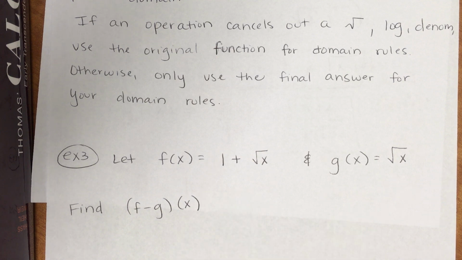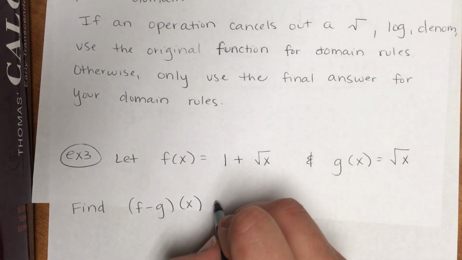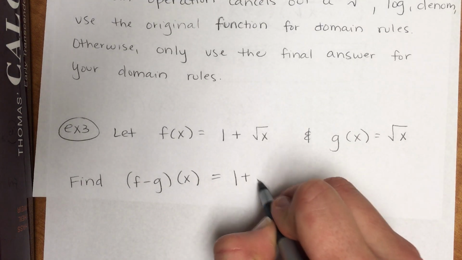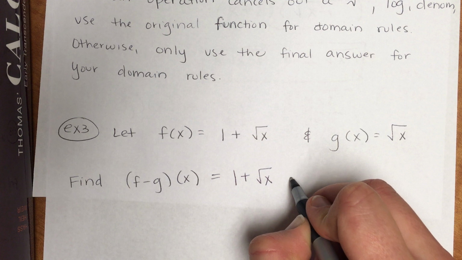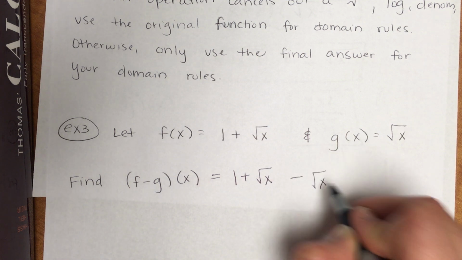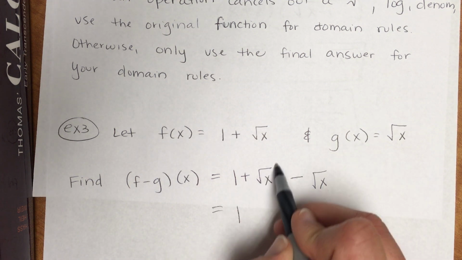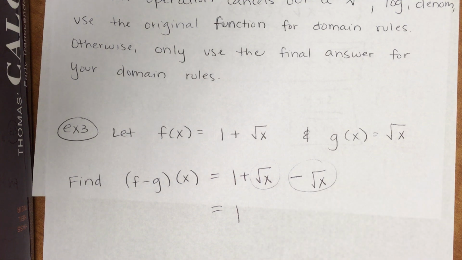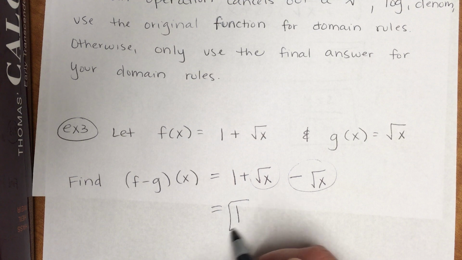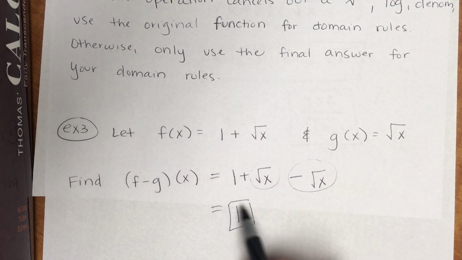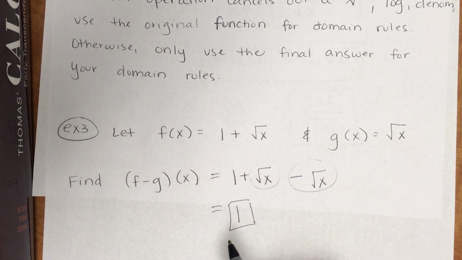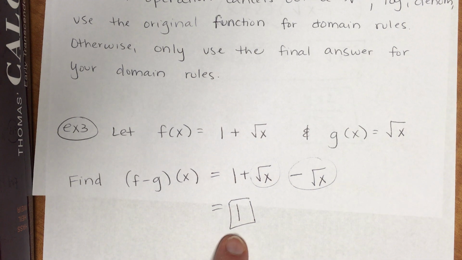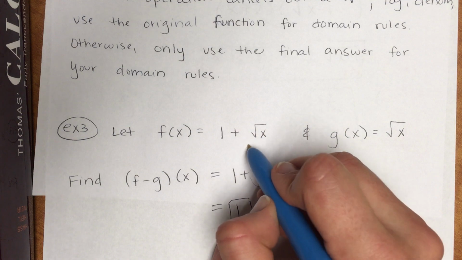If I had f of x is 1 plus square root x and g of x is square root of x, if I was going to subtract these two, I'd have f of x minus g of x, and when I combined like terms here, both of these are square root of x that I can add together. Well, they add up to 0. So this would be my answer. So you think just looking at this answer that my domain is all real numbers because I don't have a square root, I don't have a log, and I don't have a denominator.